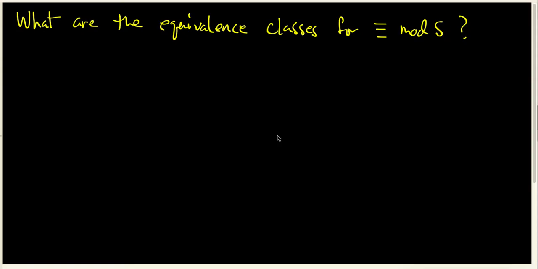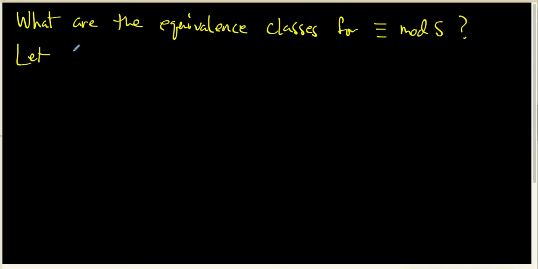In the last video, we defined a relationship called congruency mod S, where S was a subring of a ring R, and we showed that that new relationship was indeed an equivalence relation. And at the end of the video, I posed the question, what are the equivalence classes for this new equivalence relation? So that's what we're going to be investigating in this video.